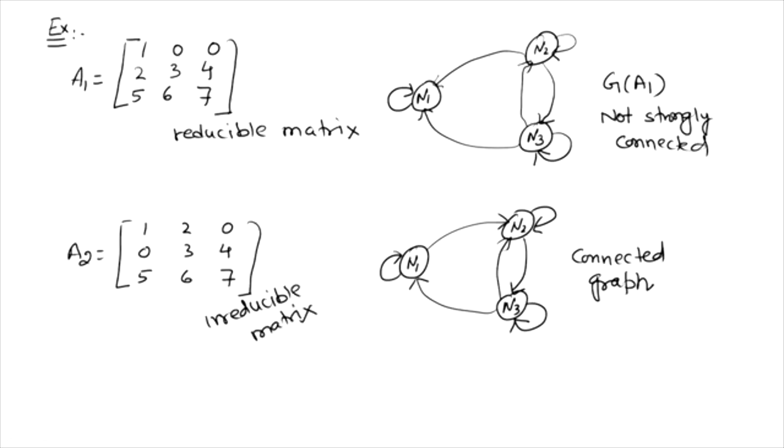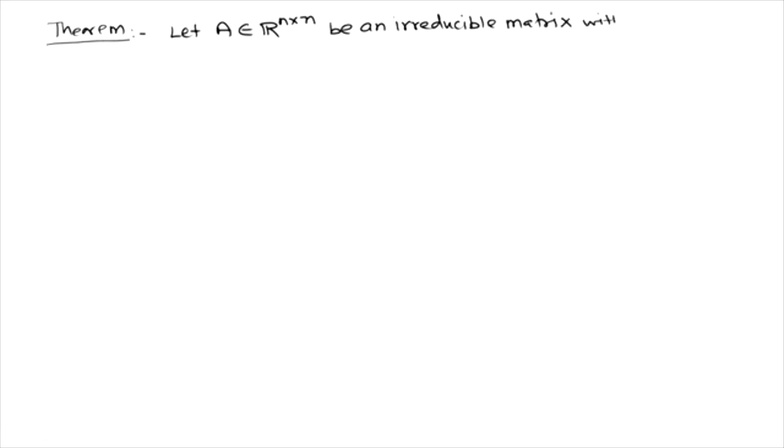So this is the relation between these two matrices. My next result is the Perron-Frobenius theorem in case of non-negative and irreducible matrices. So the statement of this theorem is something like that: let A belong to an n by n matrix having real entries, and it is an irreducible matrix with non-negative entries. It means it is an irreducible as well as non-negative matrix.